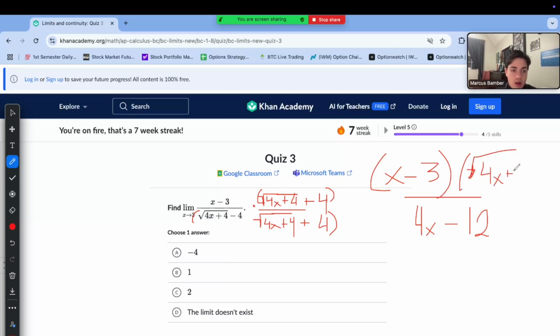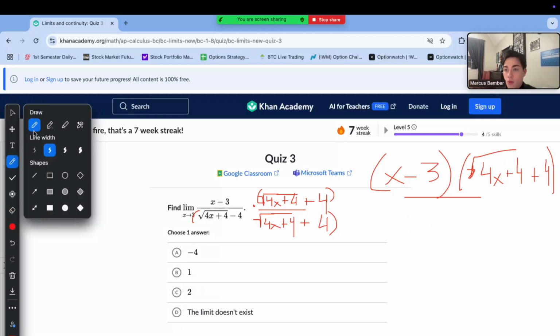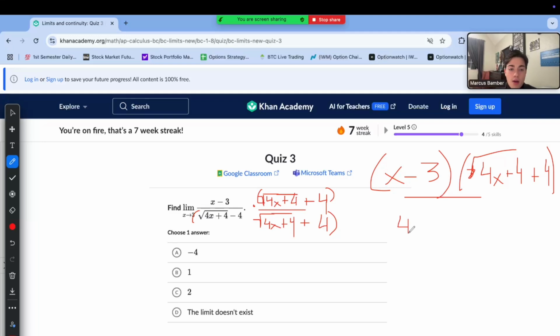Now next step is just going to be take the greatest common factor out of our denominator. And if you don't notice already, we can divide both the terms in our denominator by 4. When we do that, our 4x minus 12 turns into 4 parentheses x minus 3. And from here, we have these two factors. We're just going to cancel them out. This canceling out eliminates the discontinuity.